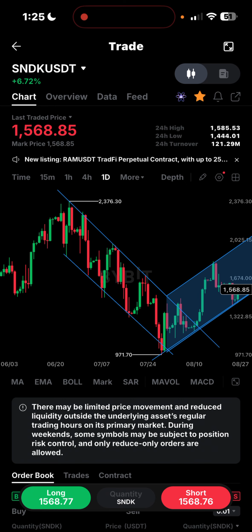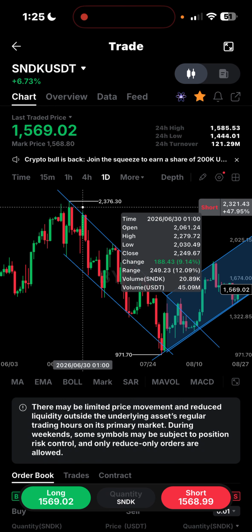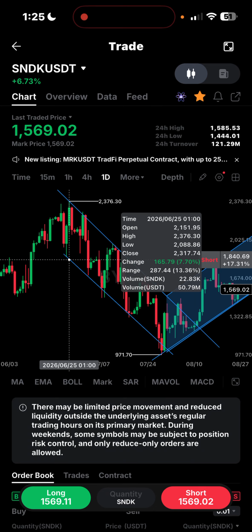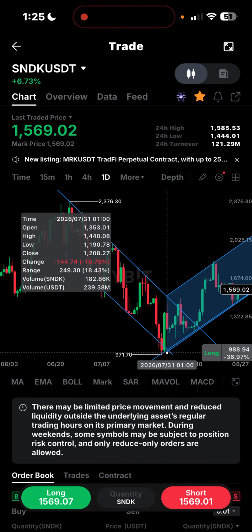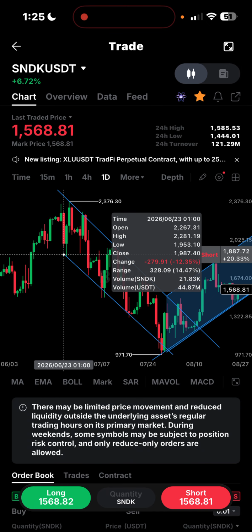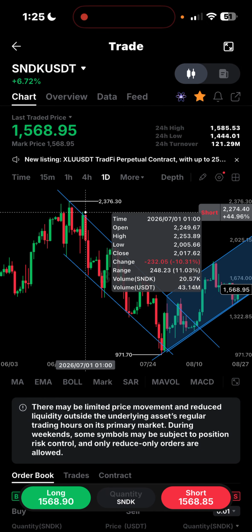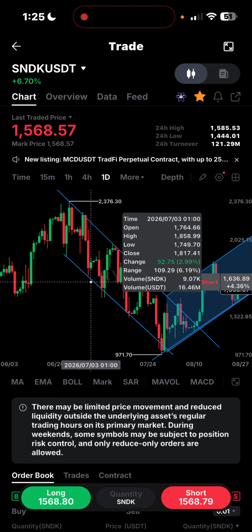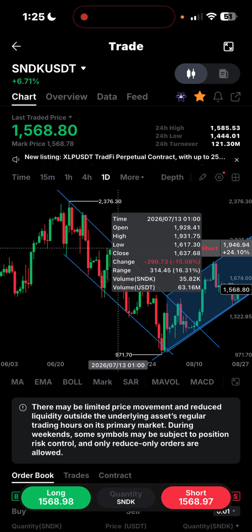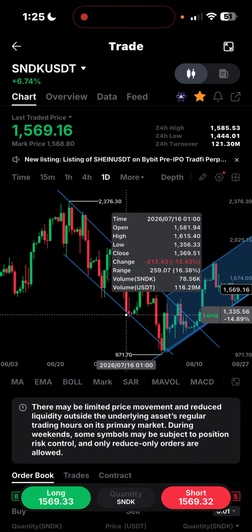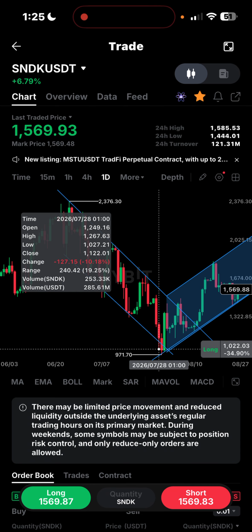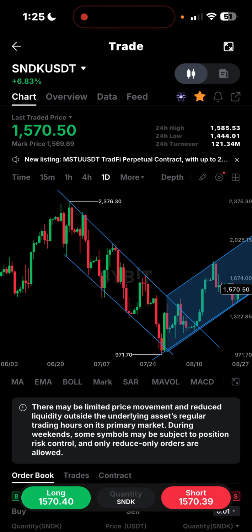Now this is the resistance and this is the support. So when the market gets to support, it goes up. When it gets to resistance, it drops. When it reaches the support, it goes up. Get to resistance, it drops. Get to support, it goes up. Get to resistance, it drops. This is a typical example of a downtrend.